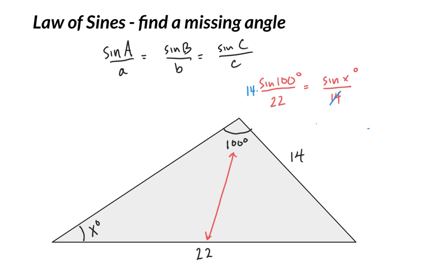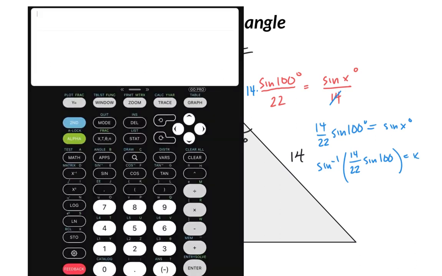So then we have 14 over 22 sine of 100 equals the sine of x degrees. We're going to take the inverse sine of both sides, like that. So we'll type this in. Once again, do second sine to get the inverse. 14 over 22 times the sine of 100. And there it is, 38.8 degrees.